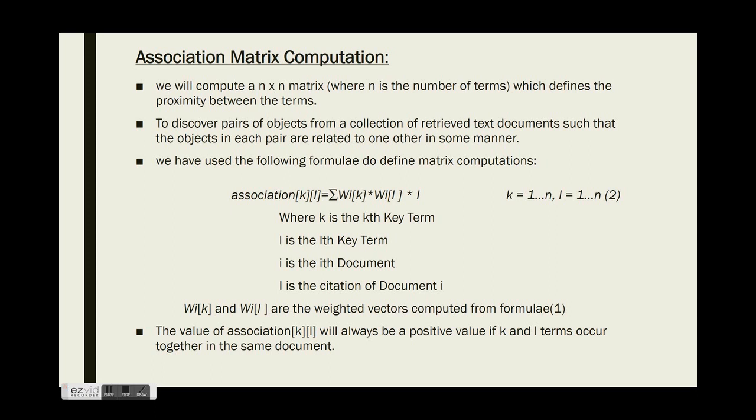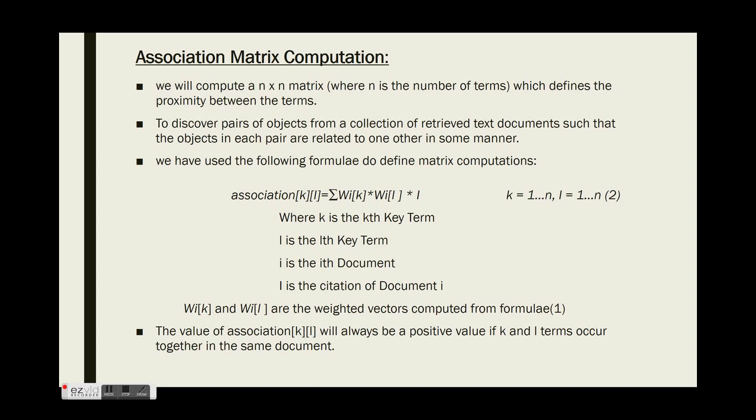The next step here is to find the association matrix, and we do that by creating an n cross n matrix of the key terms, and we discover the pair of objects which are retrieved from the documents, and we relate one another and find if there is any relation between them. So we use the formula association of k,l equals sum of w_i,k multiplied by w_i,l. So here i ranges from 1 to n.